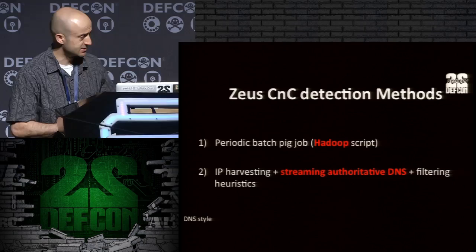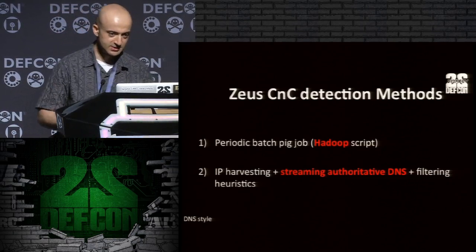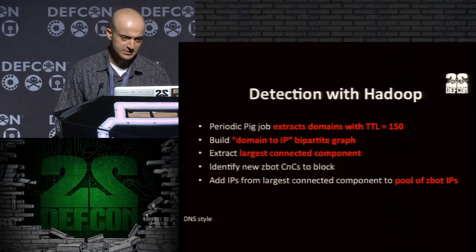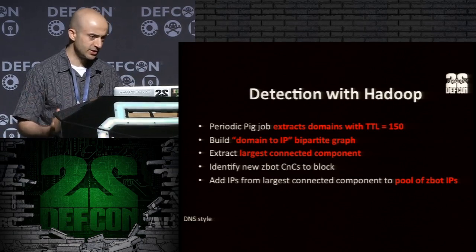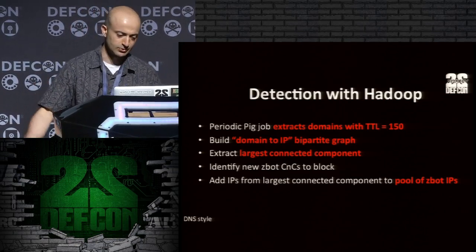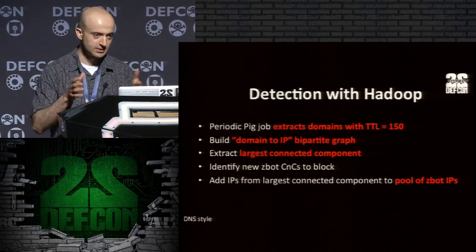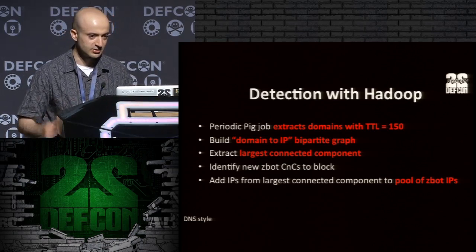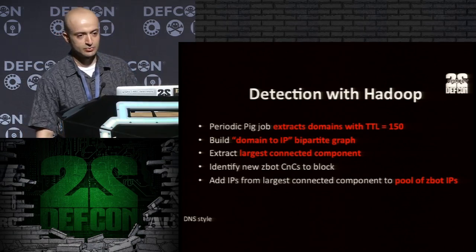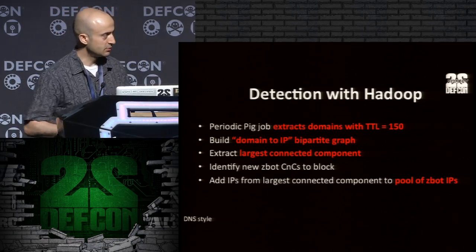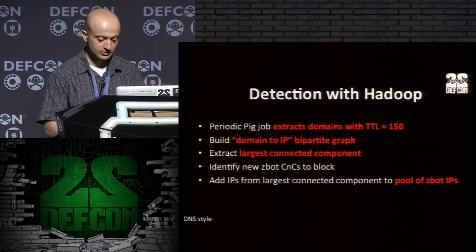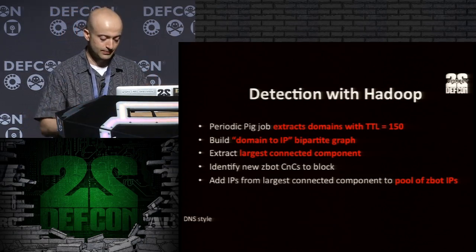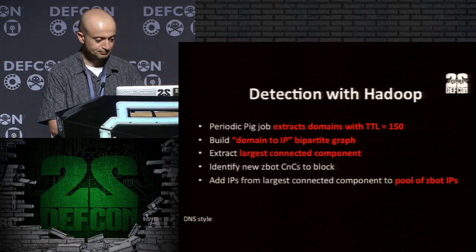Now, how do we catch these CNC domains? We have two methods, as we said. One is Hadoop based and one is streaming DNS based. For the first one, just for your reference, we use PIG, which is a language that allows it to process the data stored on HDFS, and we extract from, let's say, a set of files within a certain time frame. We'll extract fast flux domains with a TTL of 150 seconds. And then we build a graph, the domain to IP bipartite graph, and then we extract the largest connected component. That one will give you empirically the bulk of the domains and IPs.